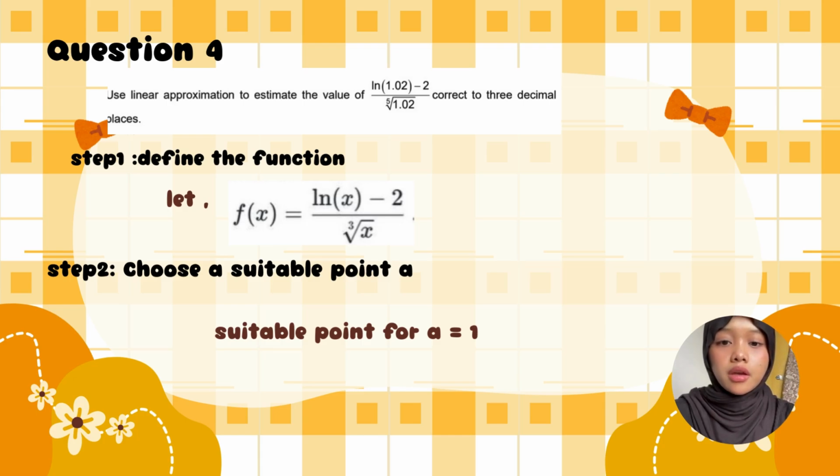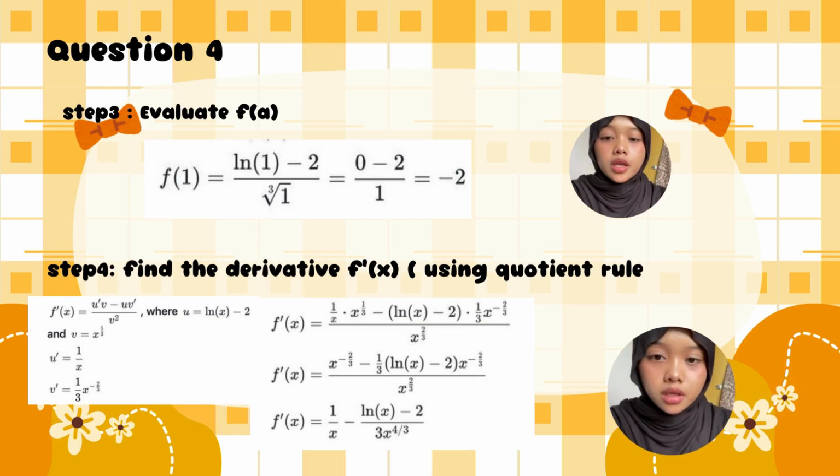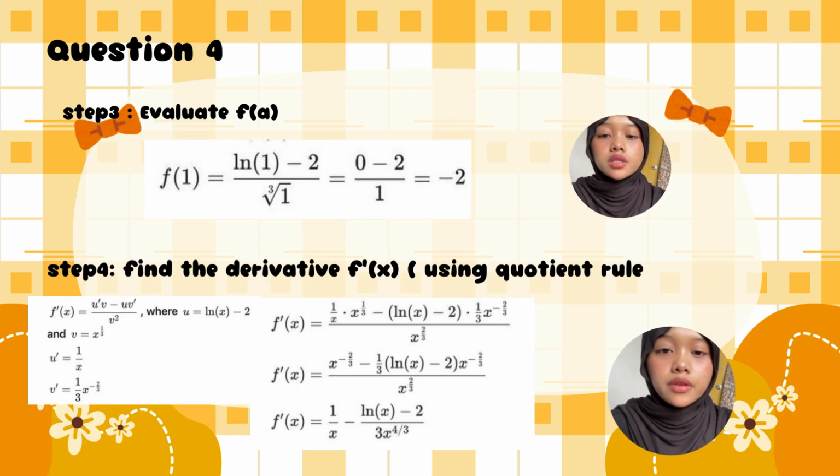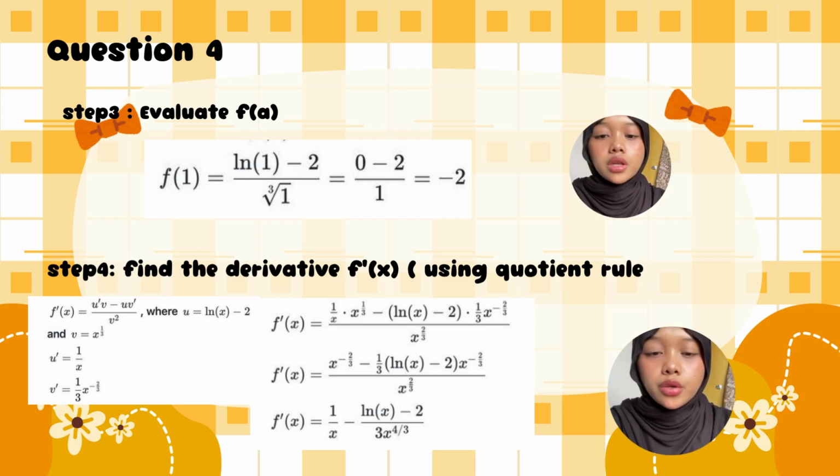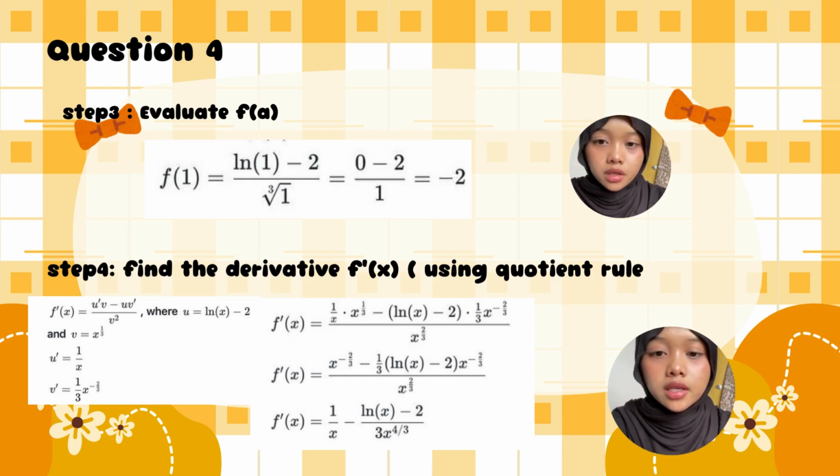To approximate f(1.02), choose a suitable point a close to 1.02, which is a equals 1. And then for the next step, we find the derivative f prime of x using the quotient rule, where u equals ln x minus 2 and v equals x to the power of 1 over 3. So u prime equals 1 over x. Our v prime is 1 over 3 x to the power of negative 2 over 3.